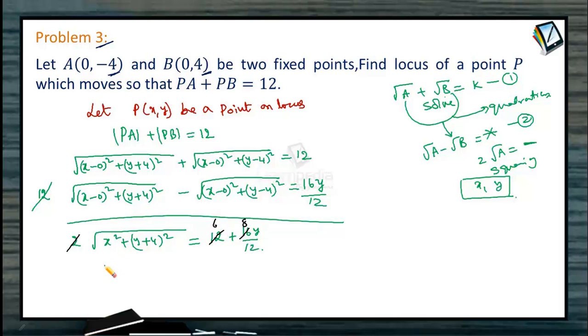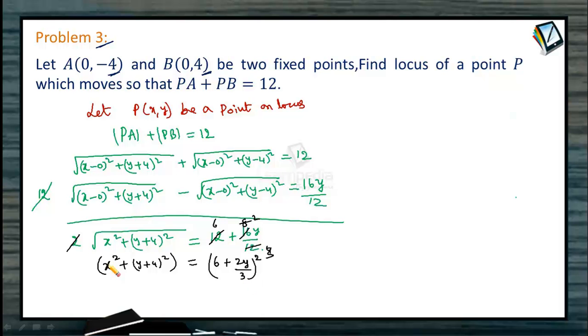When I square now, I have x square plus y plus 4 whole square is equal to 6 plus, there is further simplification here. 4 goes 2 and 3 times, 2y by 3 whole square. So this becomes 9 into x square plus y plus 4 whole square is equal to 18 plus 2y whole square. We can simplify this further as 9x square plus, when 9 goes inside, 3y plus 12 whole square minus, I bring this to the other side, 18 plus 2y whole square is equal to 0.